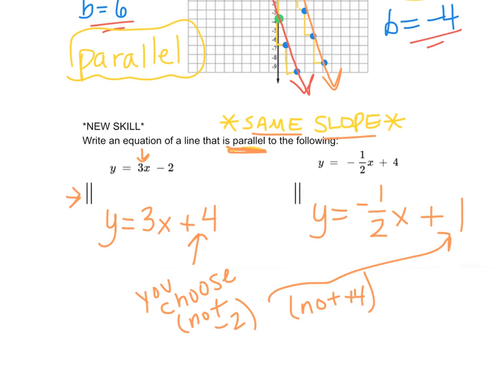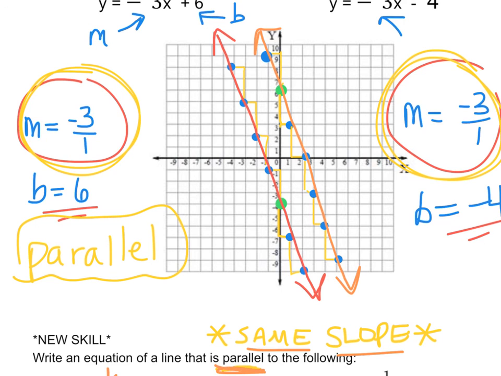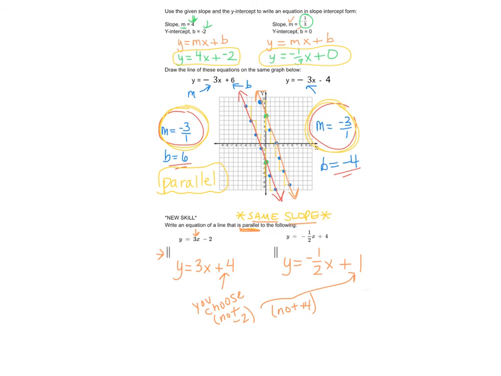Okay, so that's the new skill. If you want parallel lines, they have to have the same slope. Parallel lines are very special because they never cross, like railroad tracks. Okay, so you should have all of this work, and that's it for today.